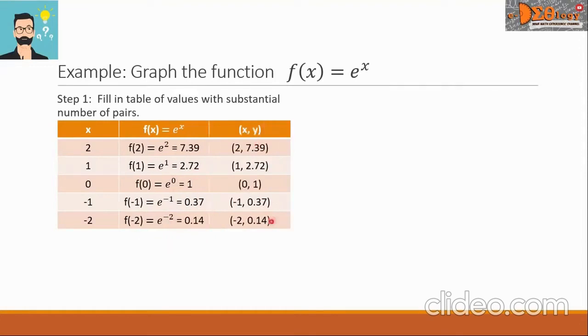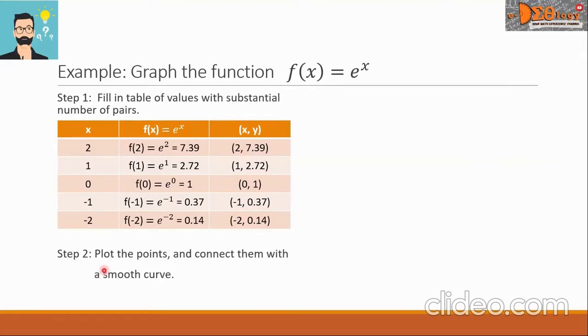Let us write another column and put the ordered pairs x, y. So we have 2, 7.39. Second point is 1, 2.72. Third point, the 0, 1. Fourth is -1, 0.37. Last point is negative 2, 0.14.